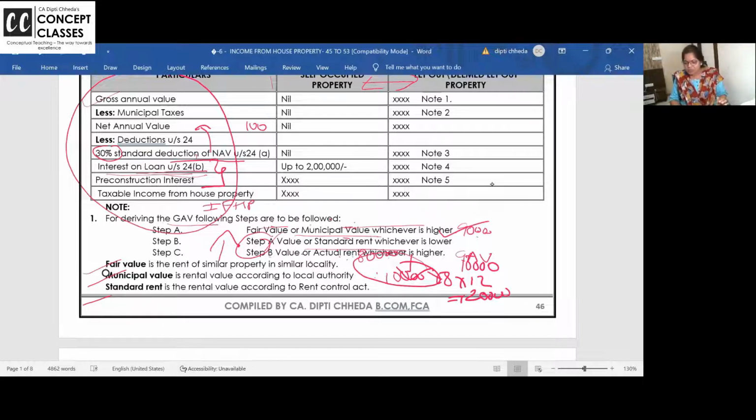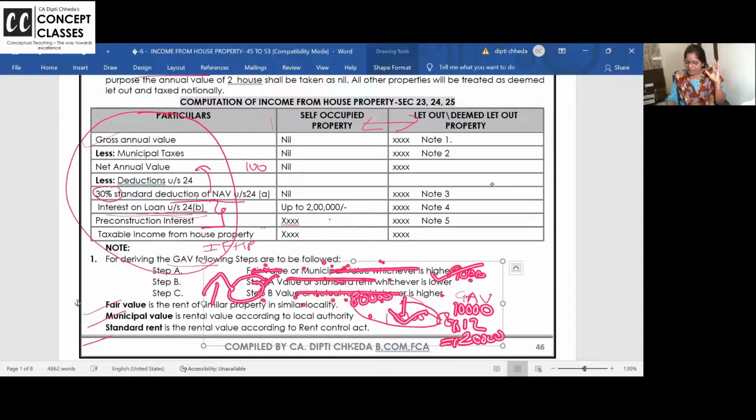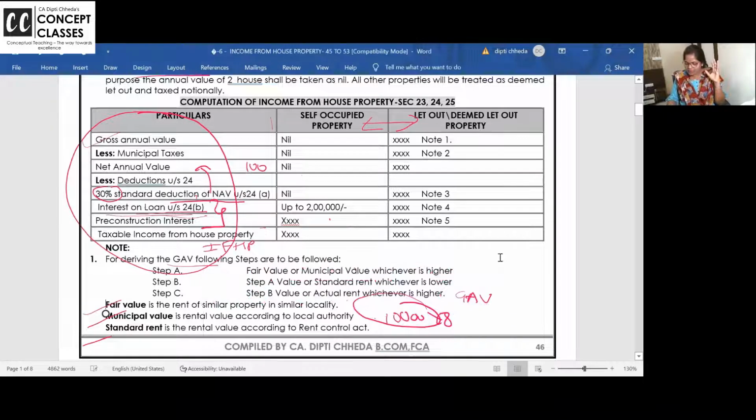Now listen, dear students. In case of self-occupied property, GAV is nil, NAV is nil, and interest on loan is allowed up to a limit. That limit I'll tell you on the next page. So obviously, self-occupied property is always going to show a loss. Is this clear to all of you? Self-occupied property is always going to show a loss. Let out and deemed let out, you can work as you want.